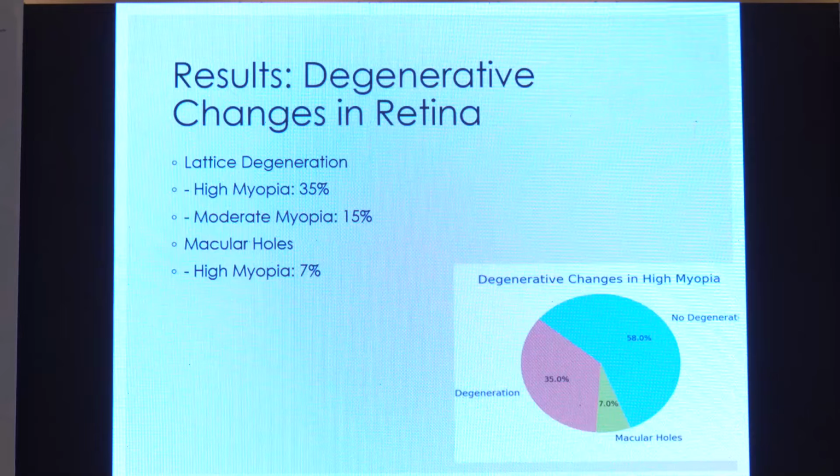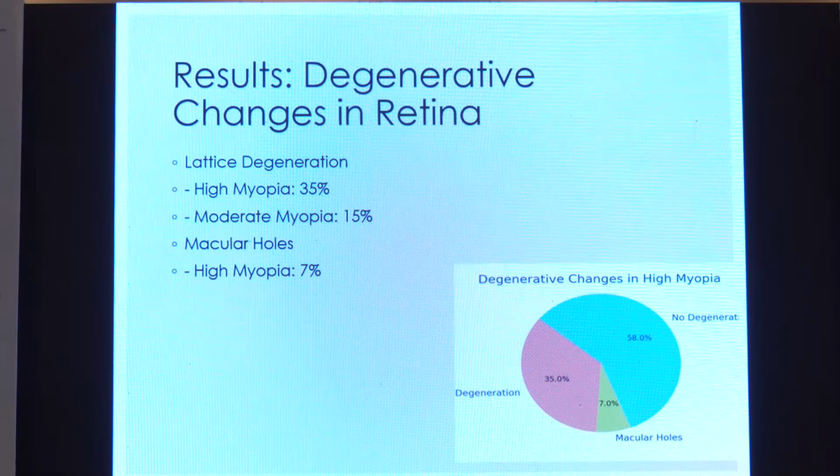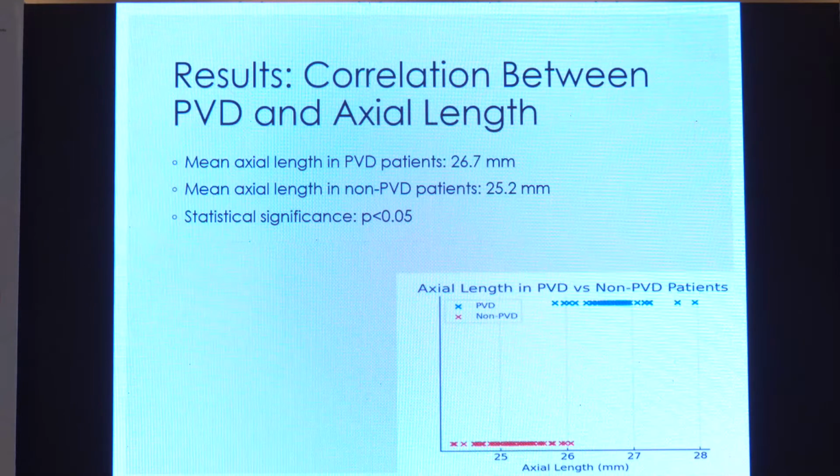Degenerative changes in retina. Lattice degeneration was seen in around 35% of cases in high myopia. In moderate myopia, 15% of cases were seen. Macular holes were observed in 7% of cases of high myopia.